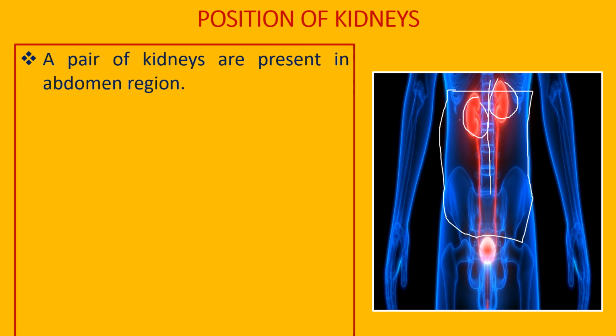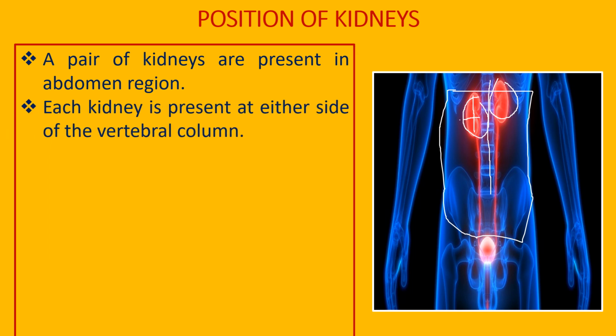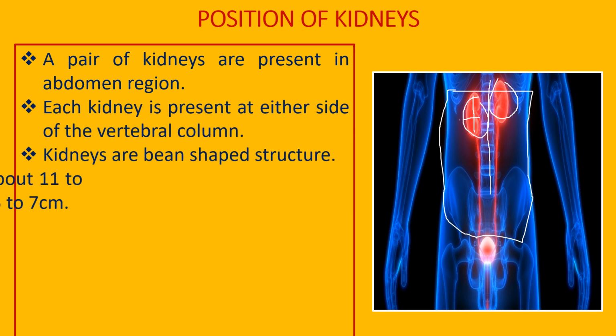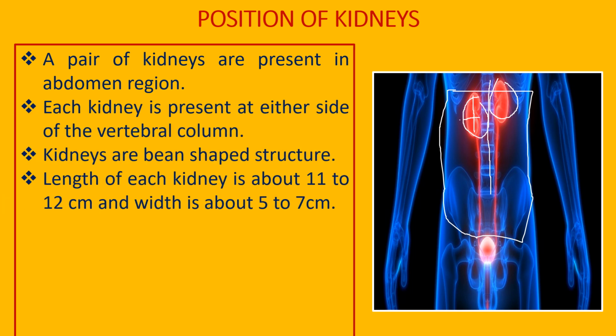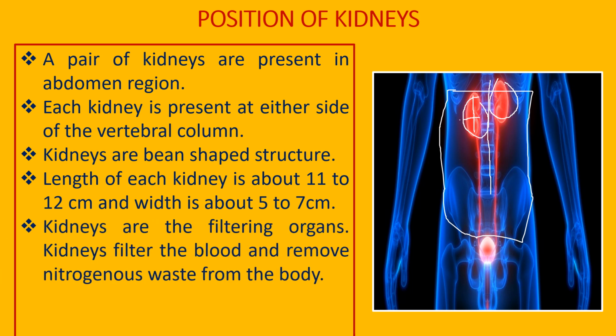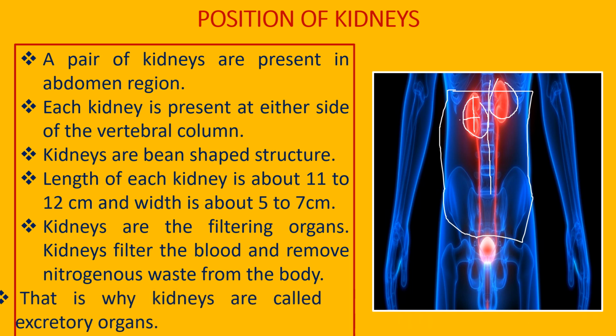Dear students, the size of the kidneys from top to bottom is about 11 to 12 centimeters in length and 5 to 7 centimeters in width. The shape of the kidneys is bean-shaped. These kidneys filter the blood and remove the nitrogenous waste produced in our body. That's why the kidneys are called excretory organs, as they excrete the nitrogenous waste from our body.